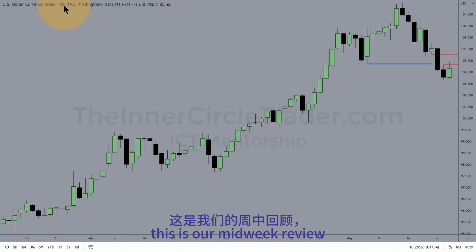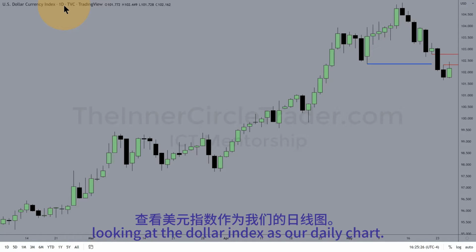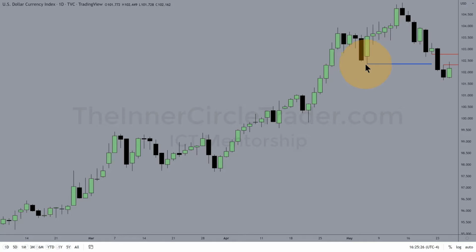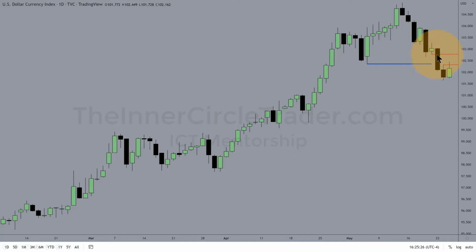All right, folks. This is our midweek review for the ICT mentorship, and we're looking at the dollar index on our daily chart. All right, so we've taken out that low we were watching, traded into the imbalance in here, and we have a fair value gap there. So we rallied up into that today.